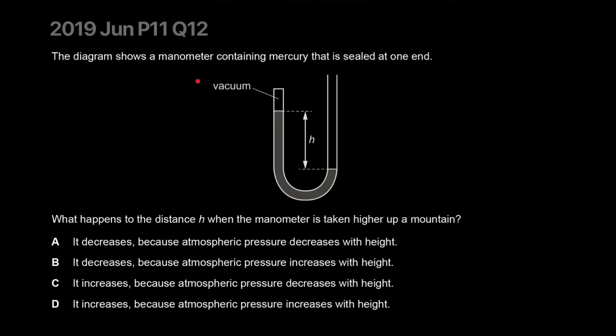The diagram shows a manometer, containing mercury that is sealed at one end. So there's vacuum and it can go as high as it can. What happens to the distance h when the manometer is taken higher up the mountain? It's at sea level, and if you take it up, what's going to happen to the pressure difference? The outside pressure is decreasing. So if you decrease it, what's going to happen to this mercury? It's going to climb.